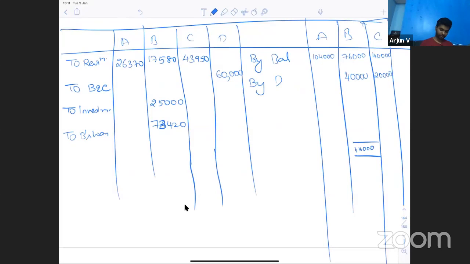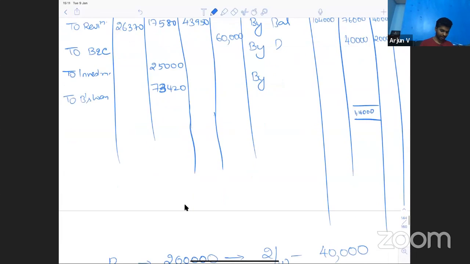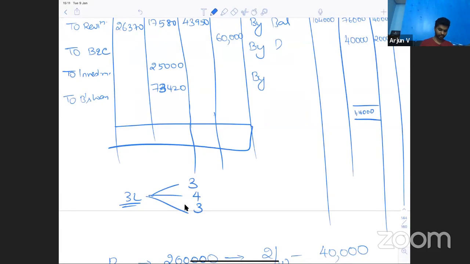Fine. Now they are telling that the capital account balance has to be 3 lakhs, in the ratio of 3, 4, 3. That means what? This should be 90,000, this should be 1,20,000, and this should be 90,000.